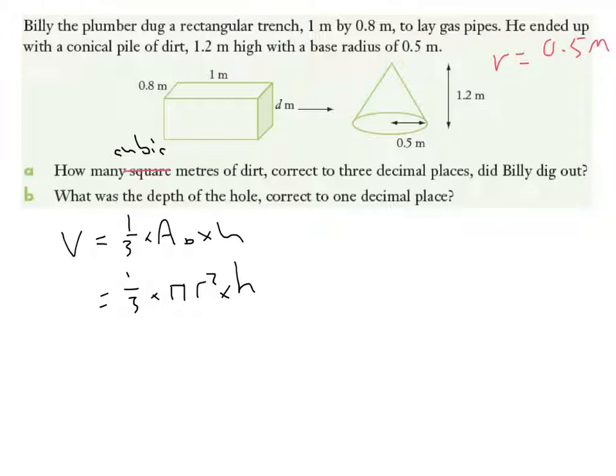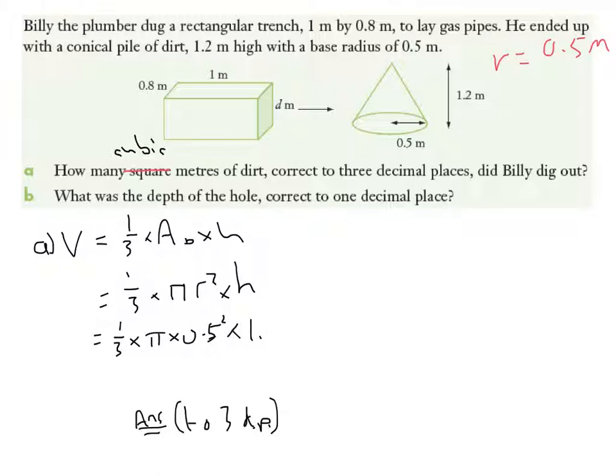And it would also be a good idea to do Mr. Regler's trick. Your answer is to 3 dp. Okay, remembering we are just answering question A at this stage. Alright, so we're going to substitute in the correct values, so a third stays a third. Pi is an actual value in your calculator times 0.5 all squared times 1.2. Alright, get your calculators out and see if you get the right answer.